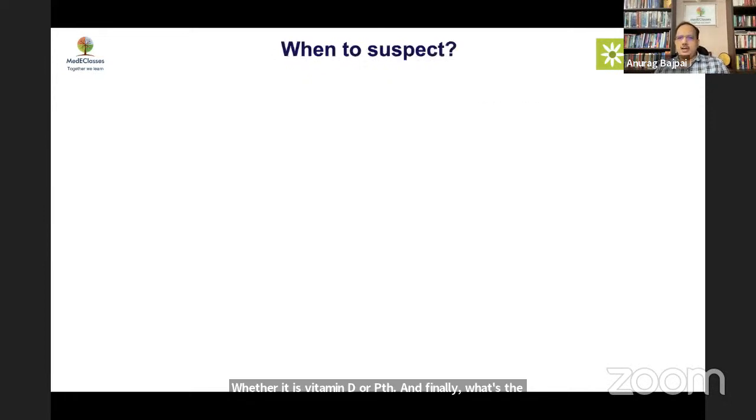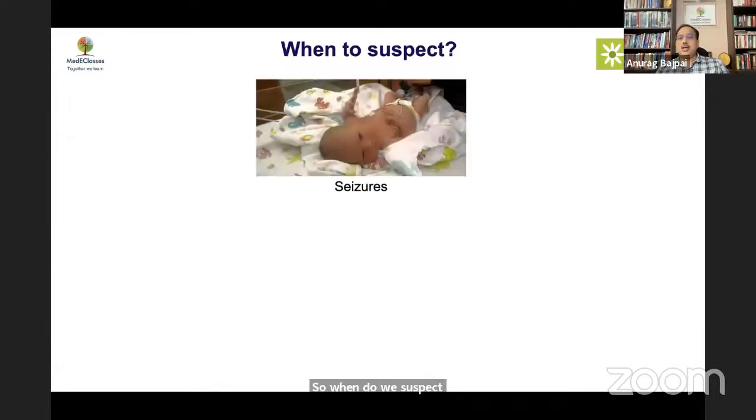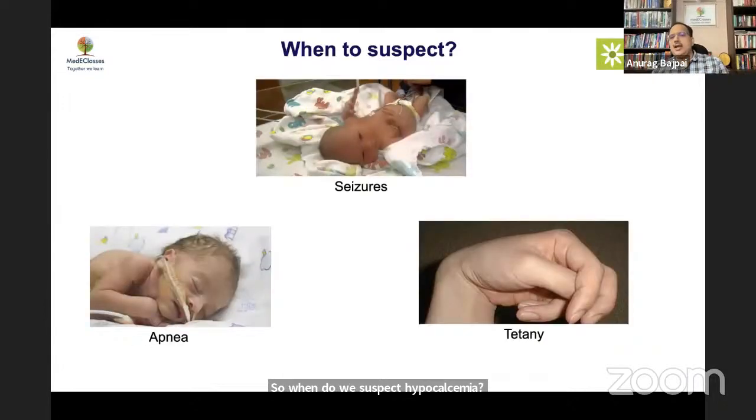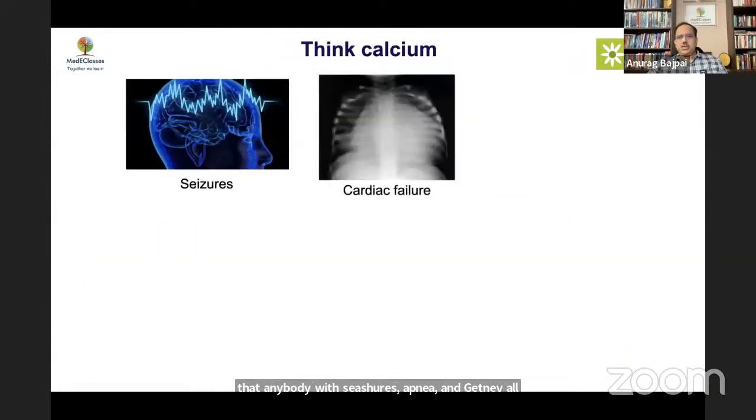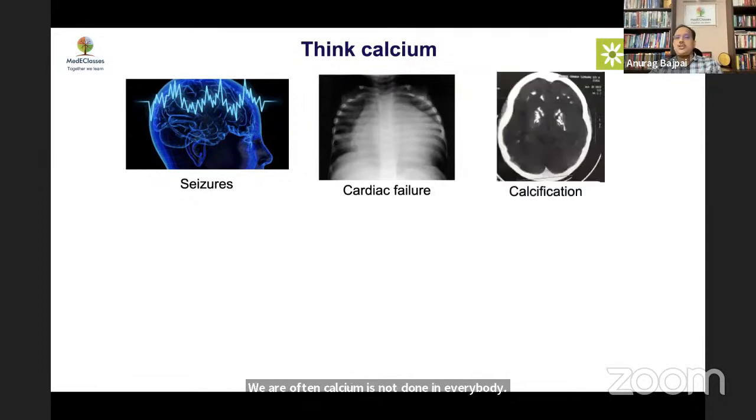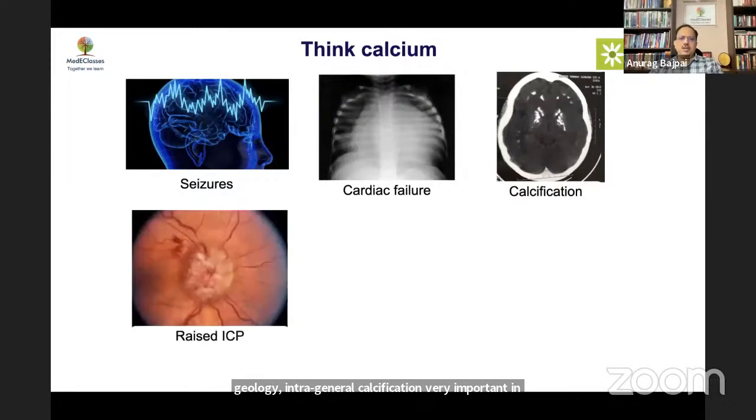So when do we suspect hypocalcemia? Already we have discussed this, and Vibha also mentioned that anybody with seizures, apnea and tetany, we all know that this is hypocalcemia. We also need to think of hypocalcemia in the setting of seizures, particularly in children with seizures, where often calcium is not done in everybody. Cardiac failure and cardiomyopathy may be an important etiology. Intracranial calcification is very important in the setting of chronic hypocalcemia.